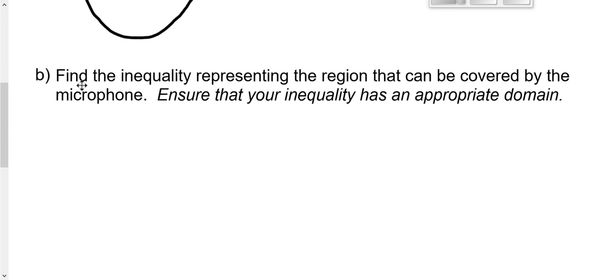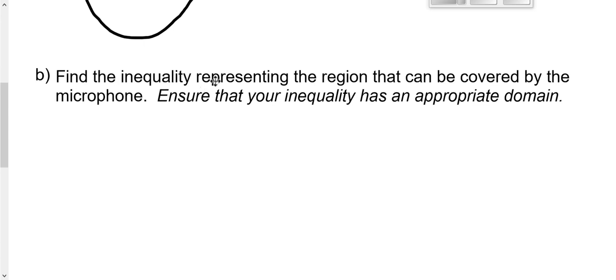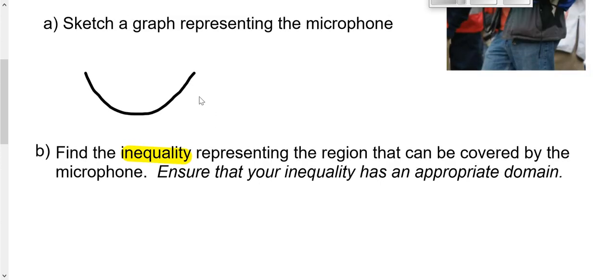Find the inequality representing the region that can be covered by the microphone. Ensure that your inequality. Oh, inequality. So that means we have the less than, greater than, maybe less than or equal to, greater than or equal to, but at least definitely not an equal sign. Alright, so if you look at this, in order to figure out the equation, we definitely need to do more than what we just sketched here.